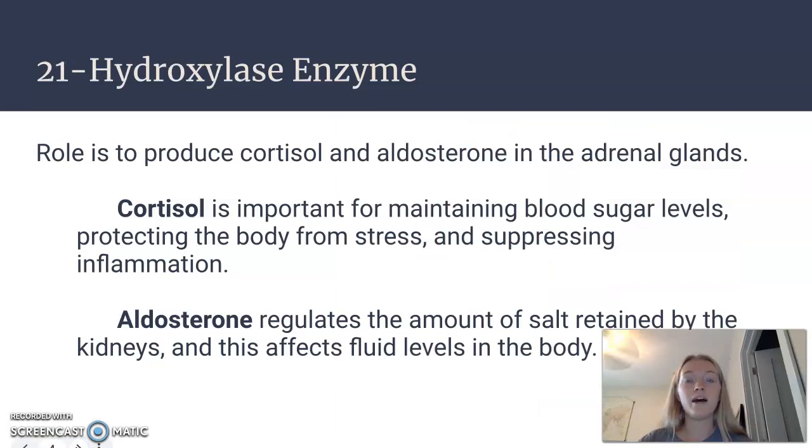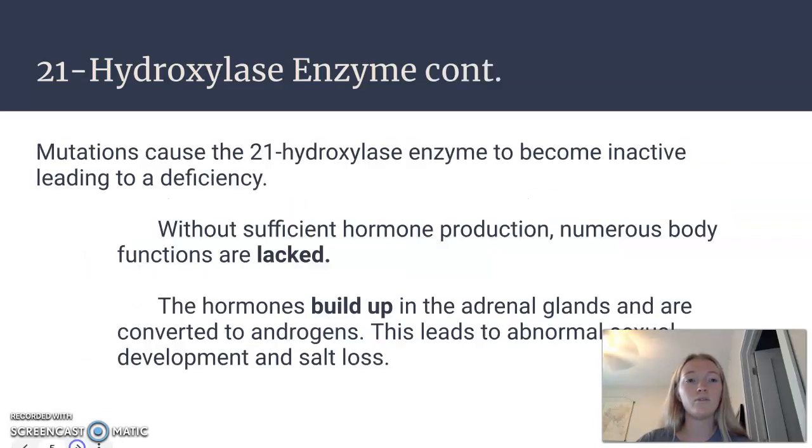The enzyme that is affected is the 21-hydroxylase enzyme. It has the important role of cortisol and aldosterone production from the adrenal glands. The cortisol is important for maintaining blood sugar levels, protecting the body from stress, and suppressing inflammation. And then aldosterone regulates the amount of salt retained by the kidneys, and this affects fluid levels in the body. So a deficiency in this will affect a lot of the characteristics that I will explain soon.